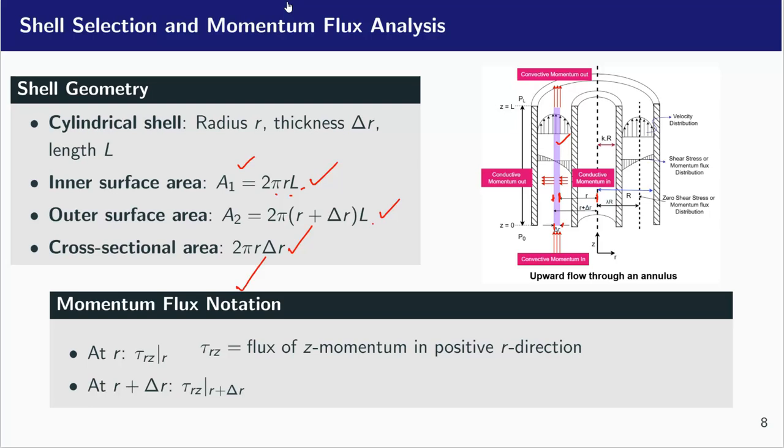Now the momentum flux notation. Here tau rz is the momentum that is acting. So what is tau rz? That acts at r is equal to r, that is tau rz. Tau rz means flux of z momentum in the positive r direction. Because flow is happening in the z direction, we have to consider z momentum in the positive r direction. Another is at r plus del r, so the same momentum will act at r plus del r.